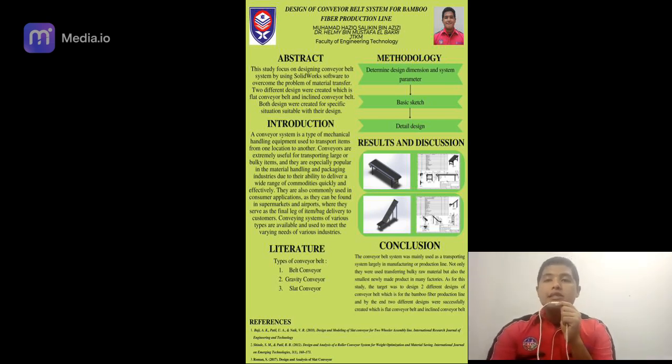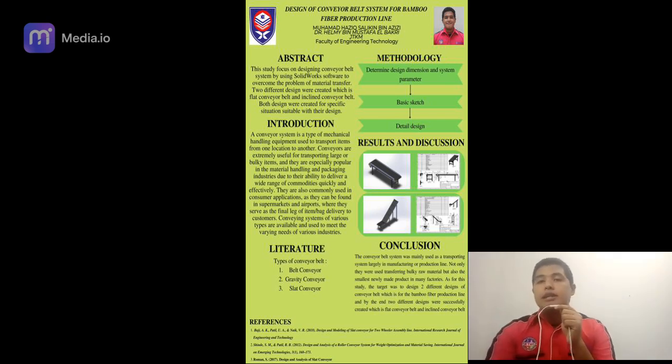So next is the scope of the study. This study actually covers two different scopes. The first scope is the transportation system for the bamboo from one station to another station. And the second covers designing the conveyor belt by using SolidWorks software.